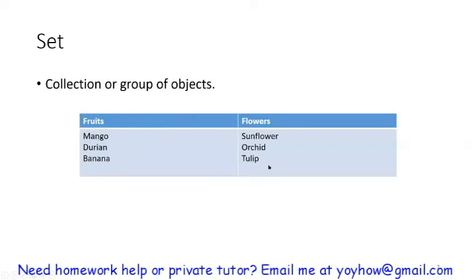And then another example here, we have sunflower, orchid, tulip. So this is a set of flowers. You can also group other items, for example, those who wear specs. We can say Amy, Julian, Jason, these three persons wear specs, so that is a set consisting of those who wear specs.